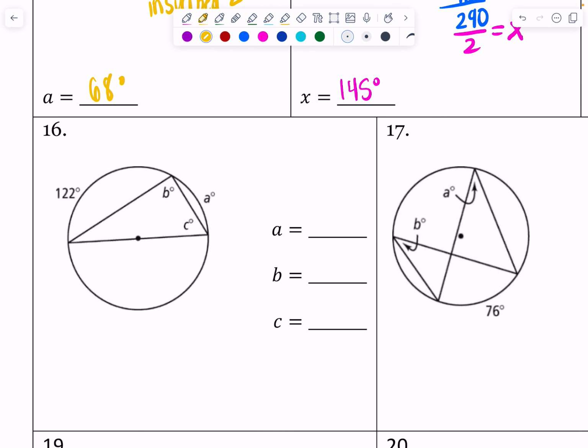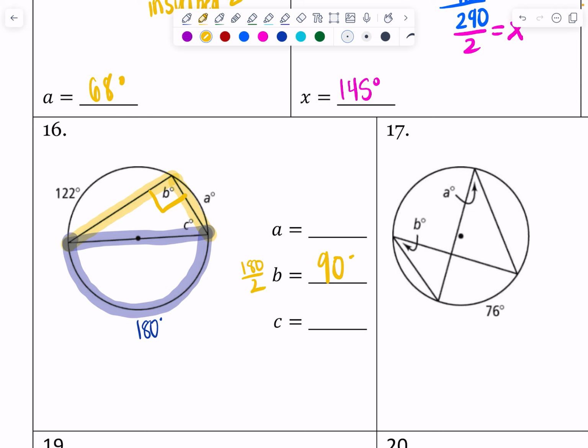The first thing I notice is I have my inscribed angle. That inscribed angle opens up to a diameter and also a semicircle. And so that means that this amount, even though it's not written on there, is 180 degrees. So what is B going to be? B is going to be a right angle. B is going to be a 90 degree angle because that's 180 divided by 2.